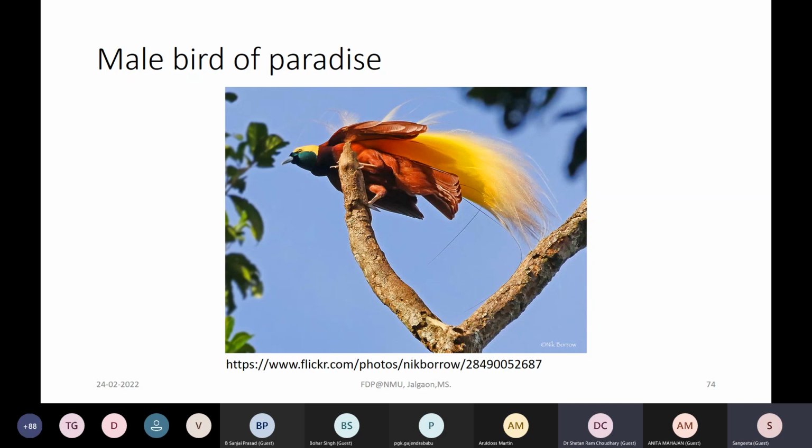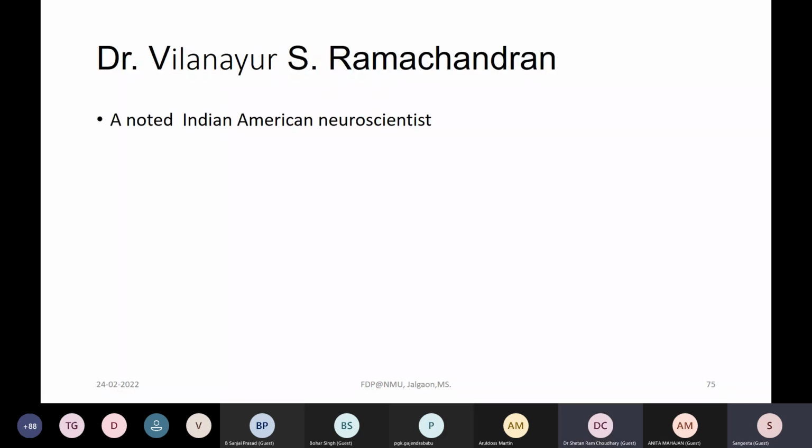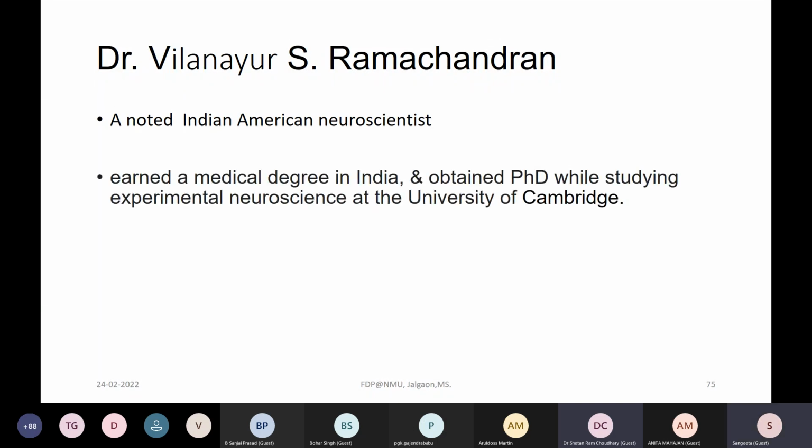Just like peacocks attracting peahens, but we also love the feathers, isn't it? In the same way, maybe somebody picks up their feathers and puts them in their hat or their dress. So, common aesthetics. This is the person I'm talking about: Dr. Vilanayur S. Ramchandran. He's a noted Indian American neuroscientist who has earned a medical degree in India.